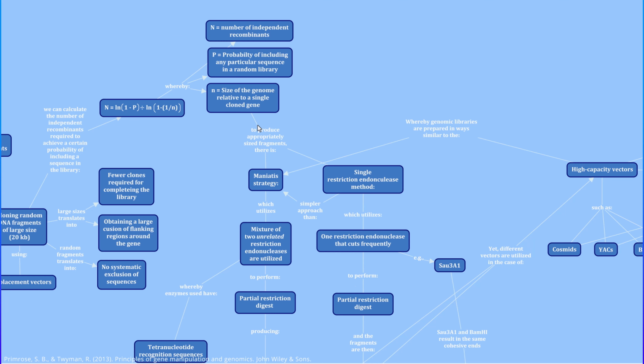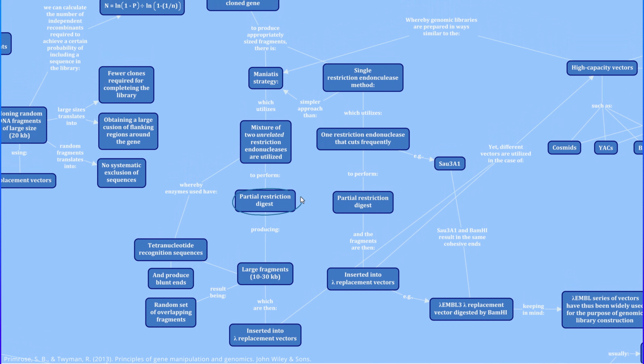And so we have to ask ourselves, what are the appropriately sized fragments that we want to obtain? How do we obtain those appropriately sized fragments? And so to produce appropriately sized fragments, we can use the Maniatis strategy, which utilizes a mixture of two unrelated restriction endonucleases to perform a partial restriction digest. And this partial restriction digest produces large fragments, say 10 to 30 kilobases long. And then we can insert them into lambda replacement vectors. Now, these large fragments that are 10 to 30 kilobases long result in a random set of overlapping fragments.